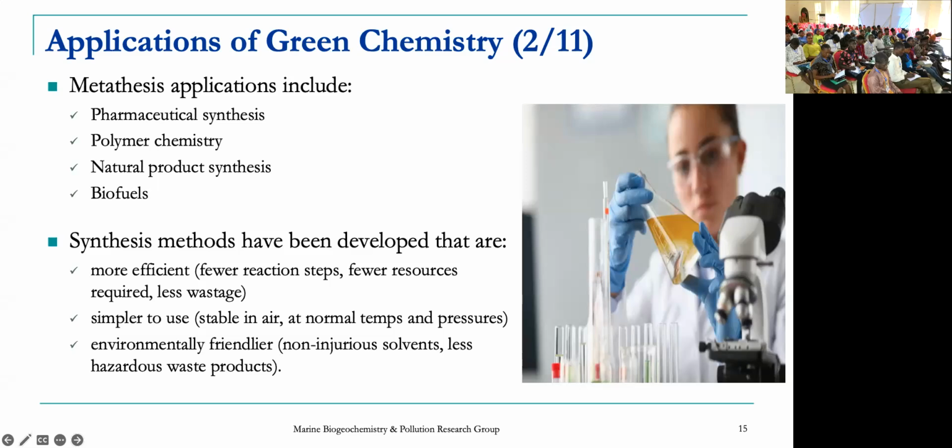It has also been instrumental in the synthesis of natural products with challenging structures, offering eco-friendly alternatives to traditional methods. So metathesis in a way has also played a role in the production of biofuels from renewable energy sources, contributing to the development of sustainable energy solutions.